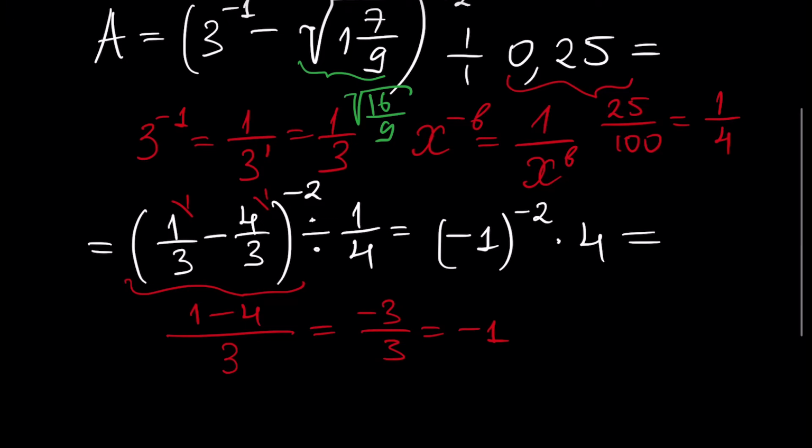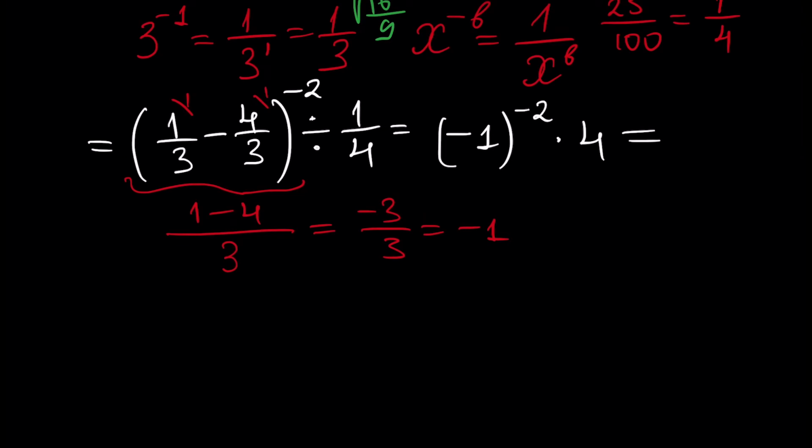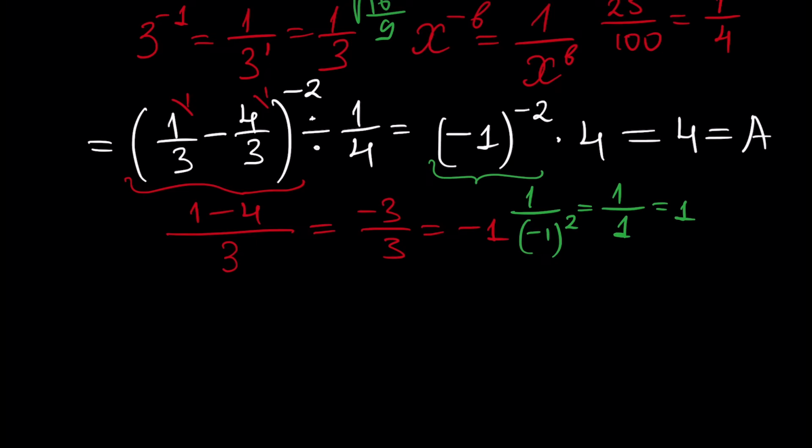Another rule we already mentioned here: minus 1 to the power minus 2 will be 1 over minus 1 to the power 2. This is 1 over 1, which is 1. And 1 multiplied by 4 is 4. So this number 4 is our A. So our A is 4.